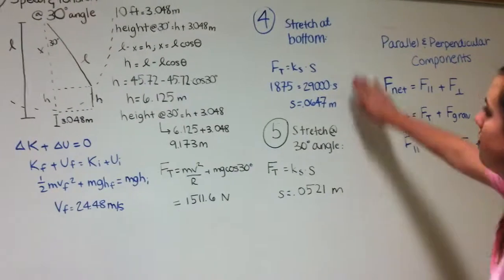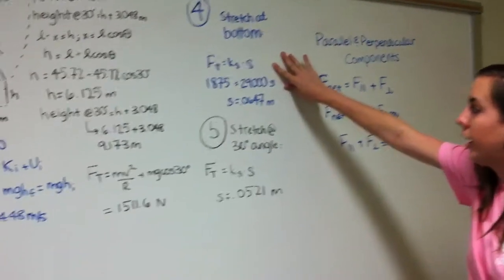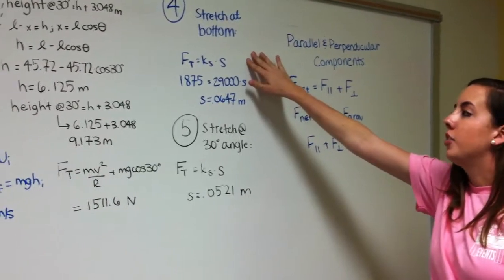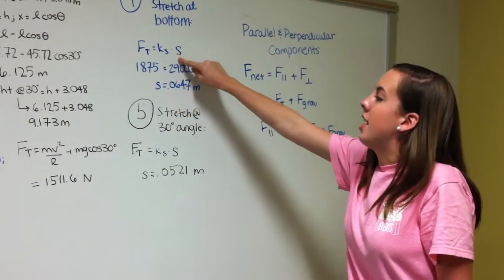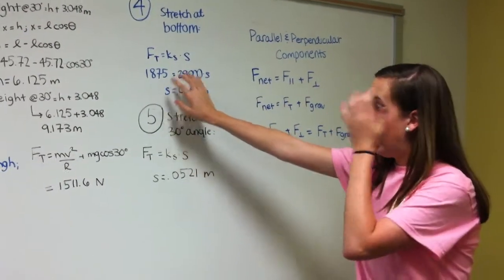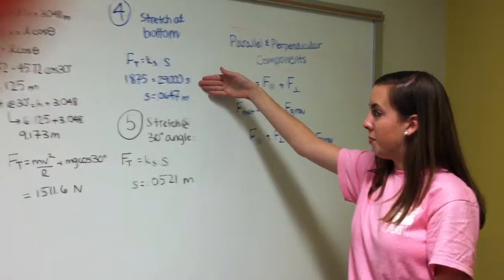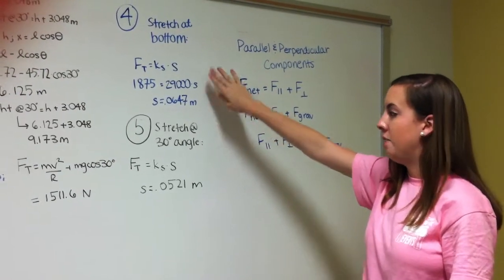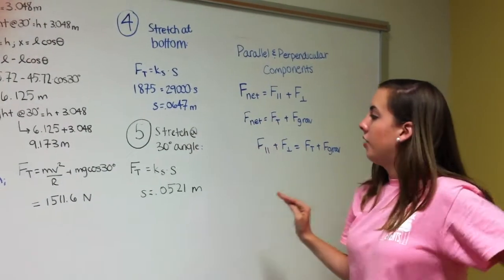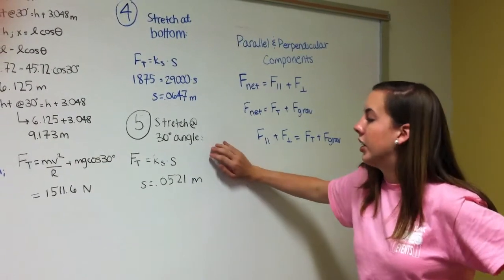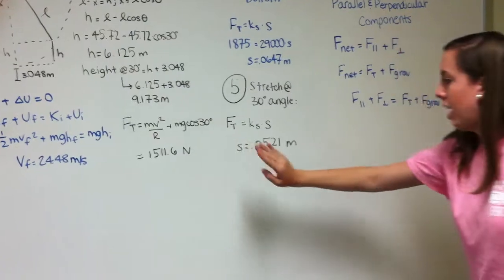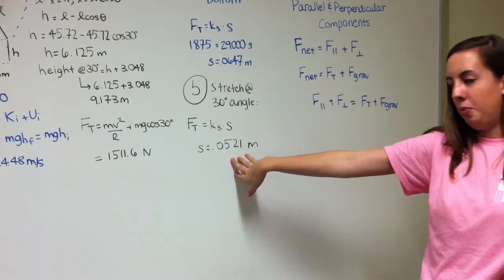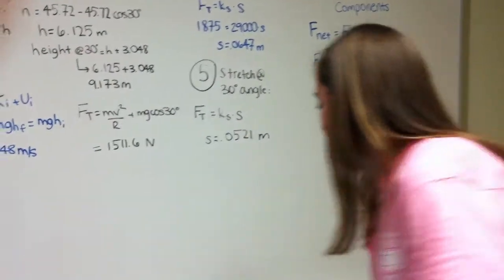Now here, we wanted to find the stretch at the bottom. So we used our spring force because we wanted to treat the rope as an ideal spring. So we said Ft equals Ks times s. We used the tension force that we got, and we found this spring constant on line 29,000. And here's our stretch. Also, we did the stretch at a 30-degree angle. So we applied the same thing, but we took our tension force, which we found right here, and found 3.0521 meters. Okay, now I'm going to show you my code.